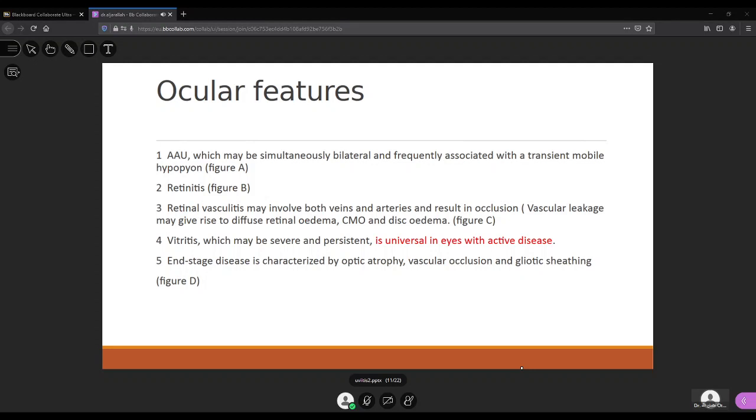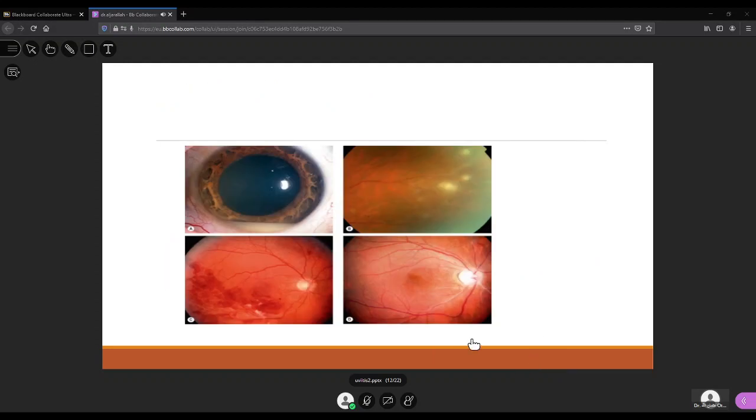The vitritis, depending on its degree, you can see some part of retina. Sometimes you cannot see any part of retina. So this stage of disease is characterized by optic atrophy, vascular occlusion, like in this picture.